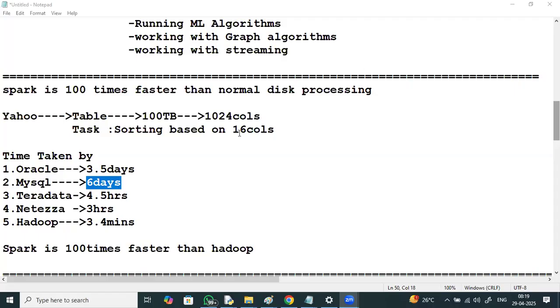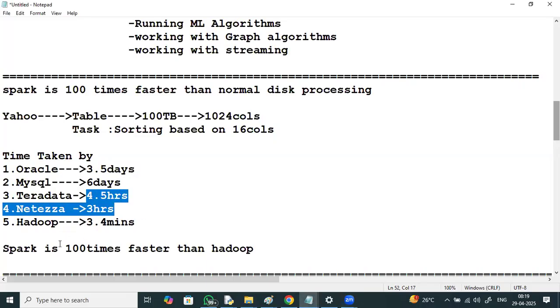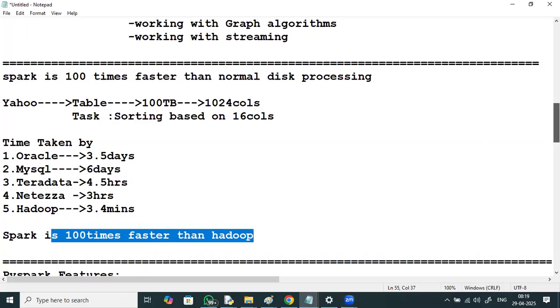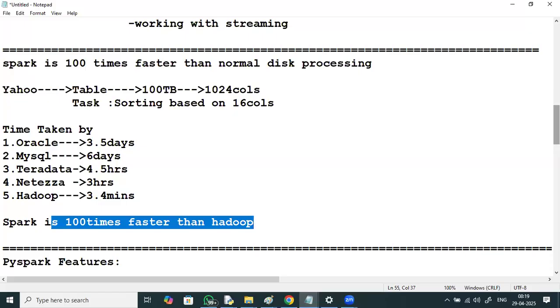Spark is 100 times faster than Hadoop. Already Hadoop speed is very fast. It took minutes where others took days and hours. Spark is 100 times faster than that, so check the speed of Spark as compared with that.